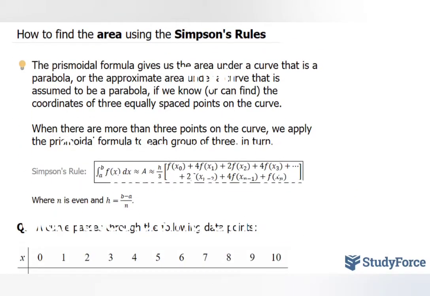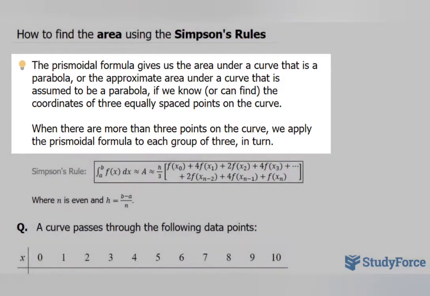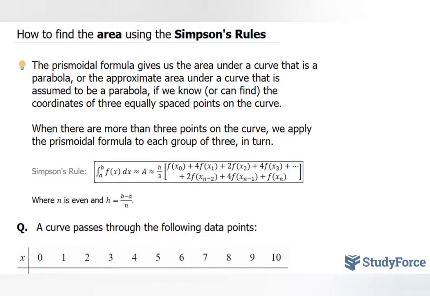I'll show you how to find the area using Simpson's rule. In the previous video, we focused on the prismoidal formula. The prismoidal formula gives us the area under a curve that is a parabola, or the approximate area under a curve that is assumed to be a parabola, if we know or can find the coordinates of 3 equally spaced points on the curve.